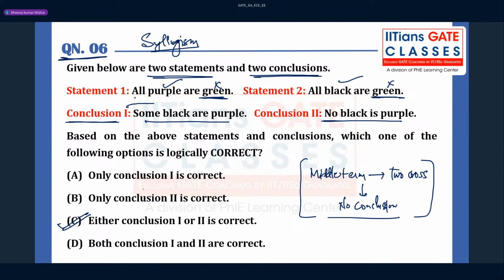Okay, you can see also in the options, no conclusion nowhere it is given, right? So you can't choose. You will think that okay, this question is wrong, right? But I have discussed in detail during my sessions that if the middle term has got two crosses, you are not going to get any conclusion, but you have to also observe in the conclusion whether there is a complementary pair or not. So complementary pair is nothing but what, some A or B here and no A is B, right? So some plus no is kind of complementary pair, okay, CP, you can say.